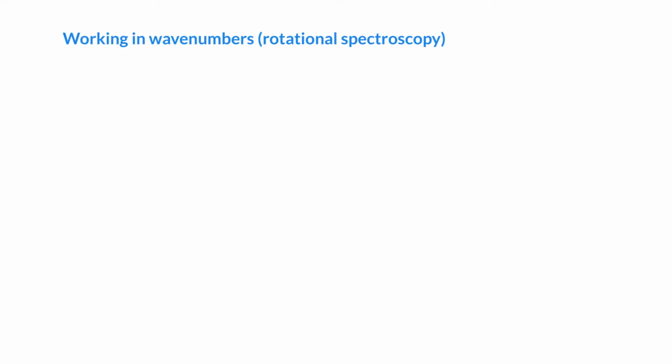If you prefer to work in wave numbers like a lot of chemists do, we can actually convert between frequency and wave numbers. We can remember that wave number is just 1 over wavelength, which is equal to the frequency over the speed of light. So if we prefer, we can work in these units. We already derived an expression in the last lecture, right?